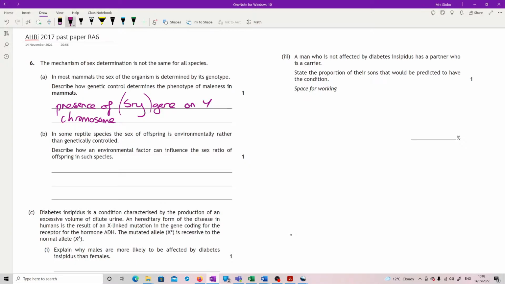In some reptile species, the sex of offspring is environmentally rather than genetically controlled. Describe how an environmental factor can influence the sex ratio of offspring in such species. So this is reptile stuff. It is temperature controlled. So temperature alters the ratio of males to females.